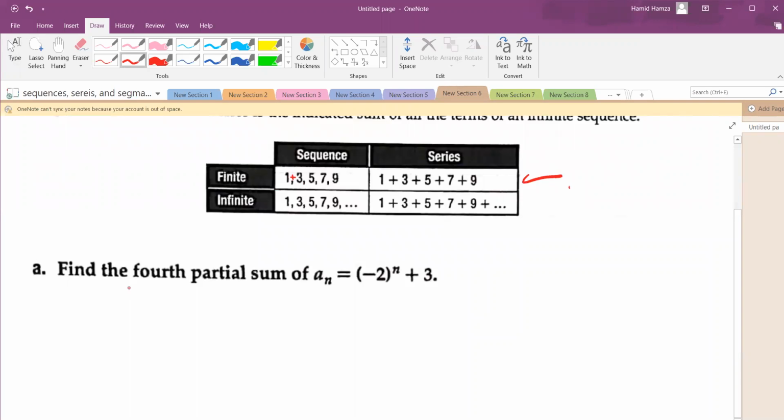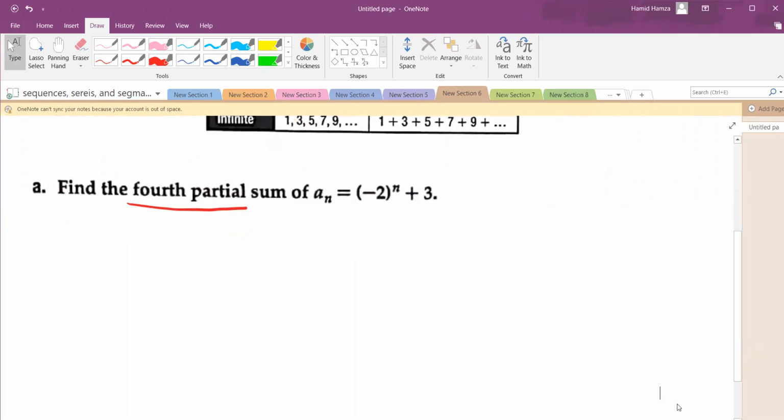And this question asks me to find the fourth partial sum. That means I need to find the first four terms and add them. So its name is a partial sum.